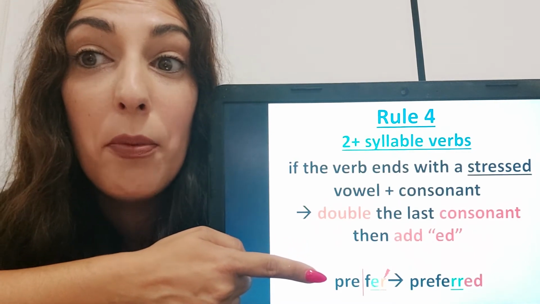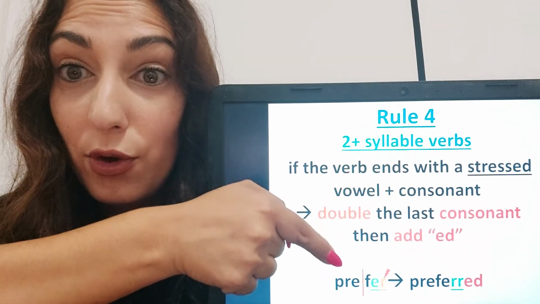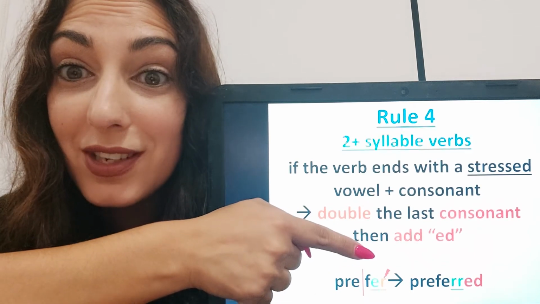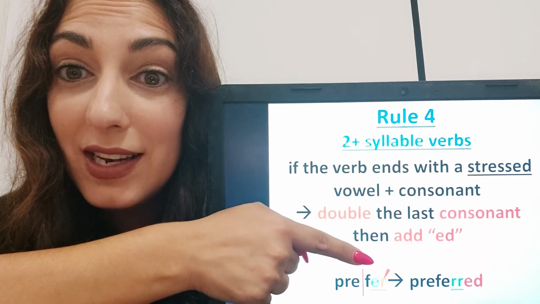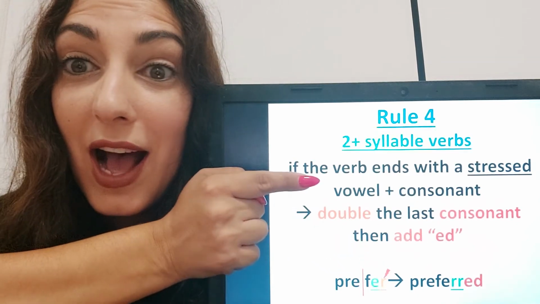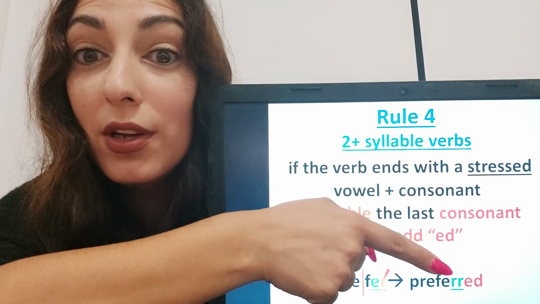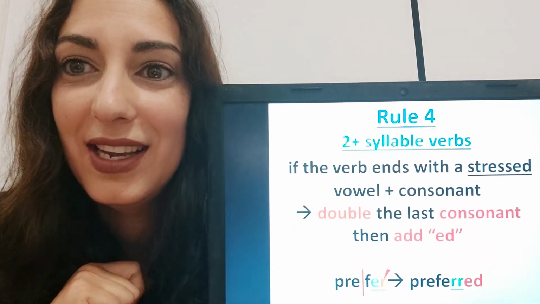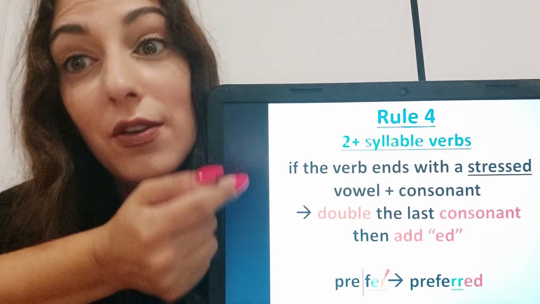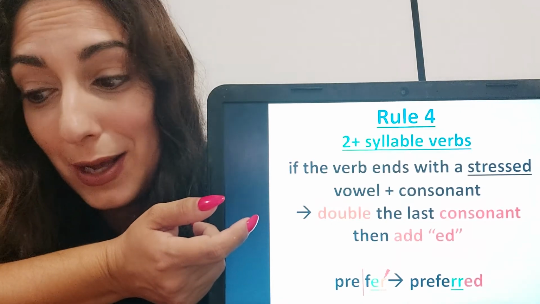So here, prefer. It finishes, it's two syllables. As you can see, I've separated it for you. Prefer. F-E-R, consonant, vowel, consonant. And the stress is on the end, not at the beginning. So it's at the end of the verb, so on the last vowel and consonant, as we said before. I doubled the R and then I added ED. So prefer, the stress is at the end. And of course it finishes with a consonant, vowel, consonant. Therefore I'm allowed to double that letter.